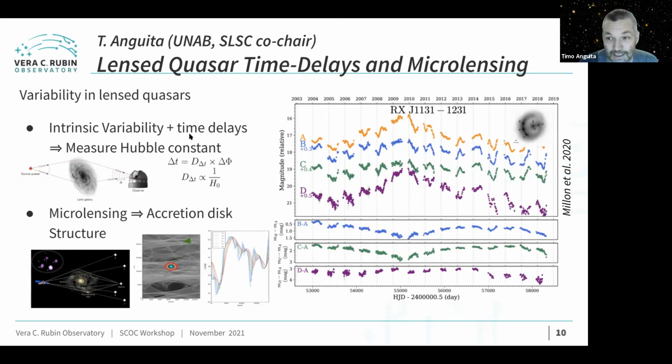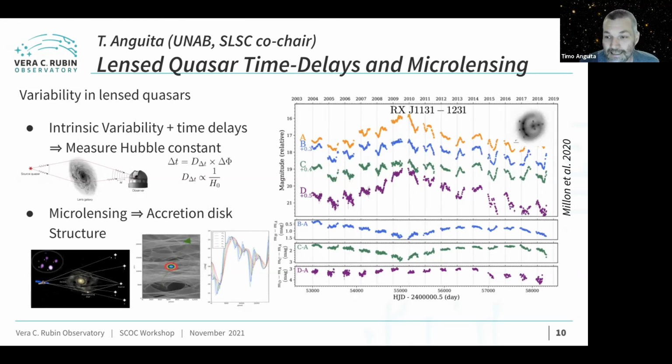So this is the transient nature of lensed quasars. We have variability in lensed quasars that can be due to two different things. One is intrinsic variability plus time delays between different lens images. And you also have microlensing. Microlensing is uncorrelated variability between the different lensed quasar images due to stars within the lensing galaxy, that produce a sort of lensing on top of lensing.